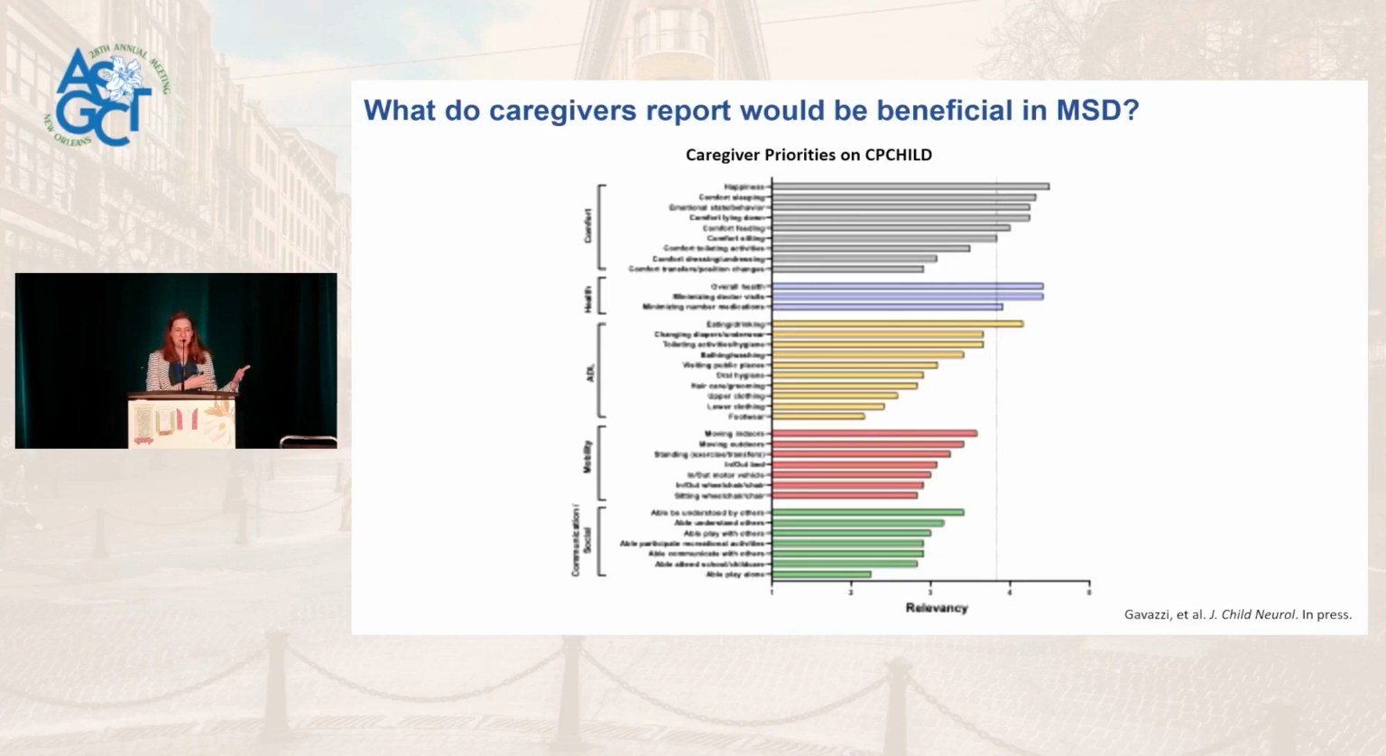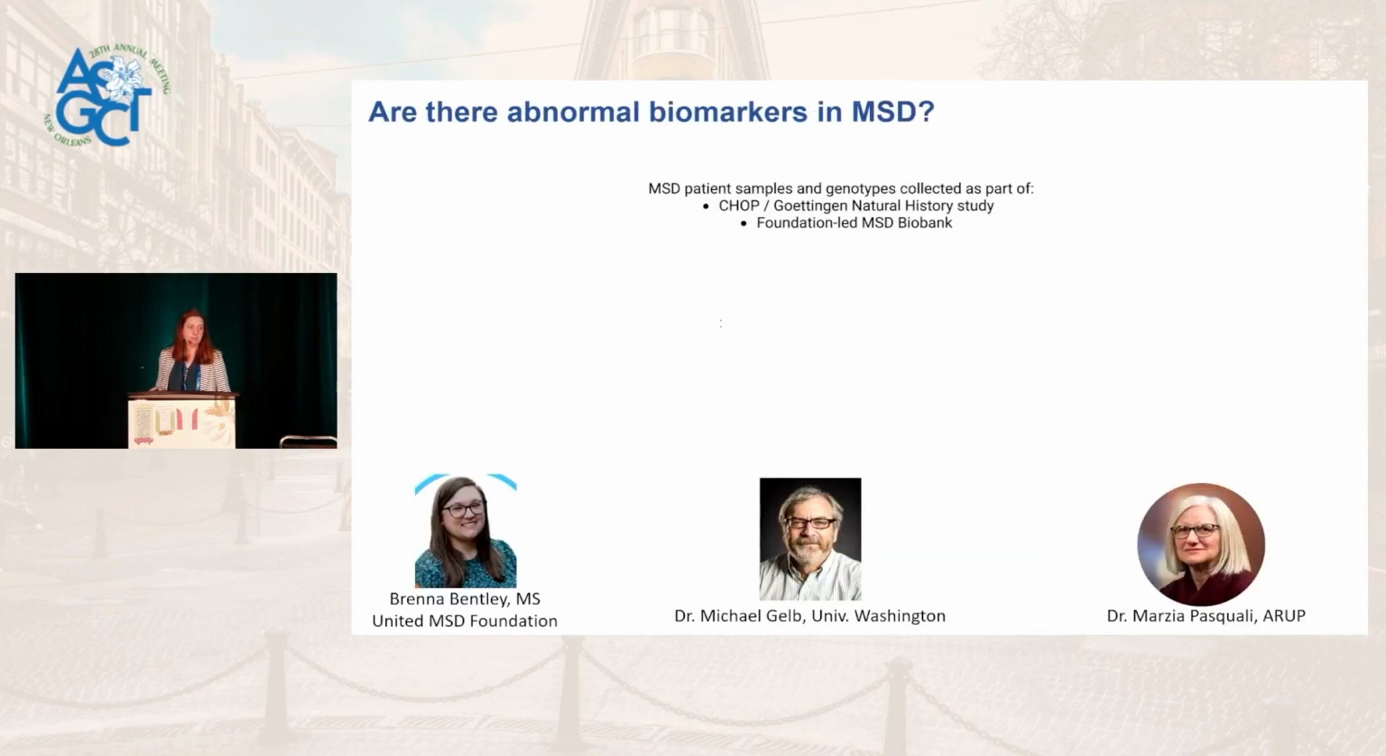And so while we had been focused on motor, they were focused, appropriately so, on comfort. And we thought that if we're going to pick a neurological biomarker, it would be important to make sure it links with both of these goals. Okay, so once we had a target in mind, the next thing we had to figure out was, are there actually abnormal biomarkers in multiple sulfatase deficiency, which meant actually looking.